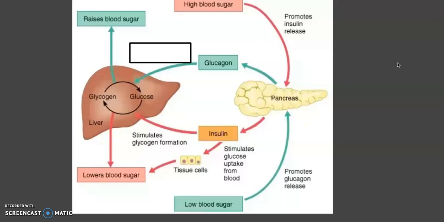If you're working from the bottom with blue, low blood sugar, then the pancreas will promote the release of glucagon, and then glucagon will stimulate glycogen breakdown, so glycogen into glucose, and eventually raise blood sugar. So hopefully you at this point have a good understanding of how this system works properly. And so now we're going to start talking about what happens when the system breaks.